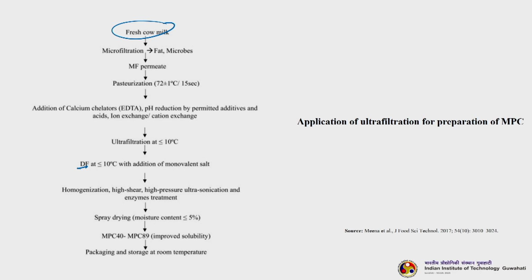The next process is homogenization, passing through high shear and high pressure ultrasonication, and sometimes you may also need enzyme treatment. Finally, it goes to spray drying, where the moisture content is reduced to less than 5%. So, basically you make powder, and you may add some MPC 40 or MPC 89, which are stabilizers to improve the solubility, and then you go for packaging and storage. So, this is the flow chart for how to prepare milk protein concentrate.